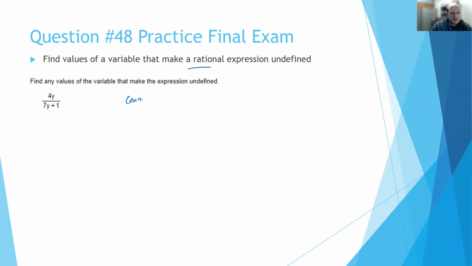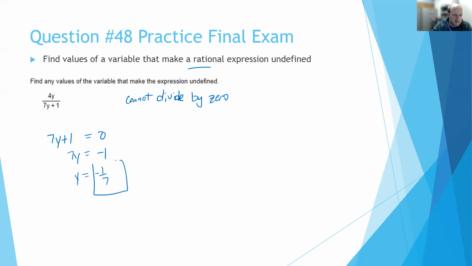So we can never divide by 0. So what do I do? I take the denominator and I set it equal to 0. And I do that because that's going to give me all of the values of y that make this denominator 0. Okay. And so I can subtract 1 from both sides and divide by 7. So I have y equals -1/7. That's the value, -1/7, that makes this denominator undefined.